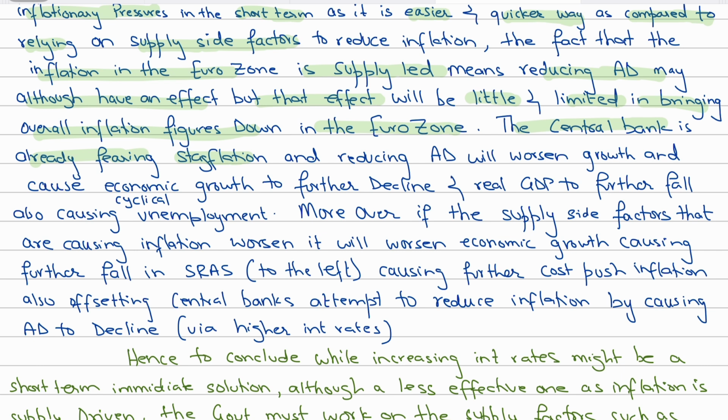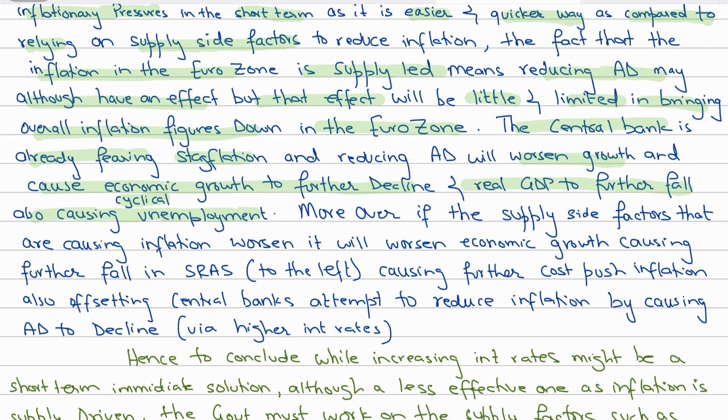And if we further reduce AD by substantially causing interest rates to go up, it will worsen growth. Obviously, it will cause economic growth to further decline and real GDP to further fall, probably, and again causing cyclical unemployment. So already unemployment is high, but then cyclical unemployment will further increase as well. So unemployment figures would go up substantially. Right? And this is exactly the dilemma for the European Central Bank.